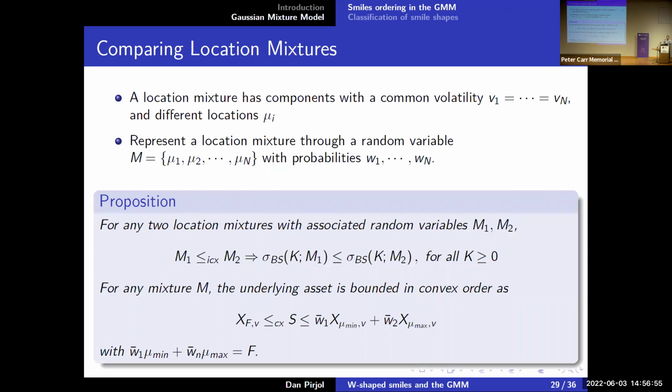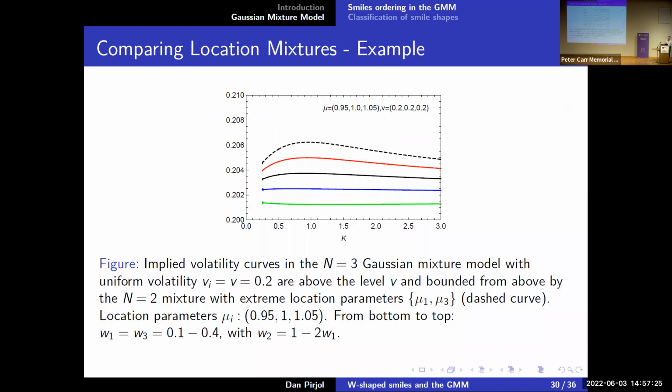We can compare smiles of different location mixtures, which are more spread or less spread out, by representing the location mixture with a random variable taking discrete values with the same probabilities as the mixture probabilities. Then we can prove statements of this form. Comparing the mixture random variables in increasing convex order gives inequalities among the smiles. And this is the typical behavior confirmed by numerical tests. So that's an easy way to compare two smiles if you are only given the mixture parameters, without any calculation.